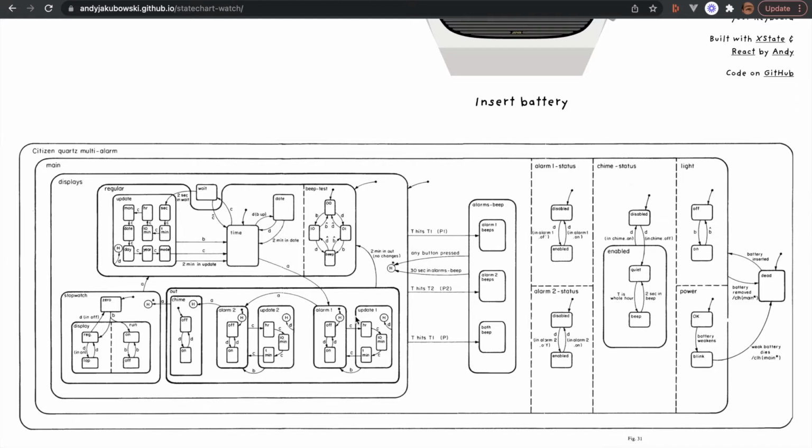It's one of those classic things that Harel ended up modeling, and a lot of people, this is the first state chart they probably looked at, at least back in the day, like 30 years ago.